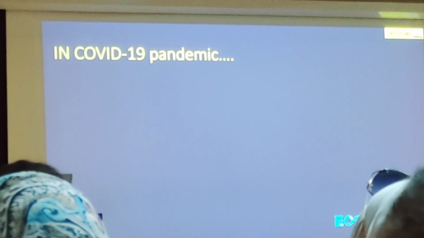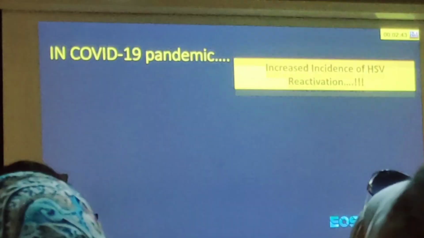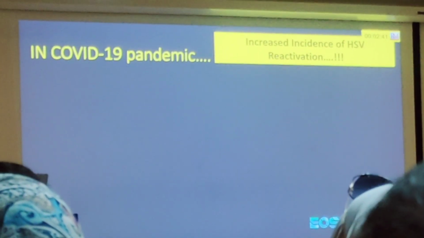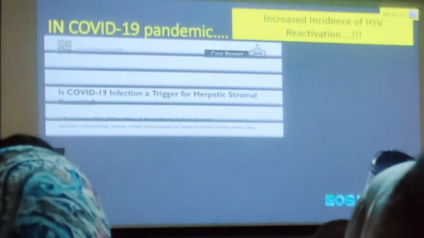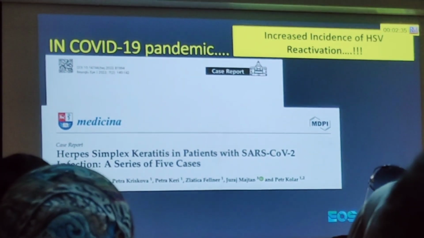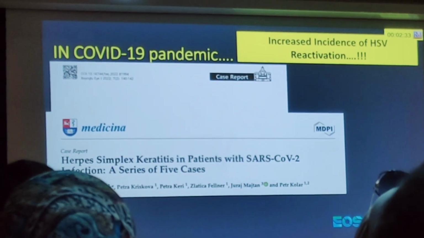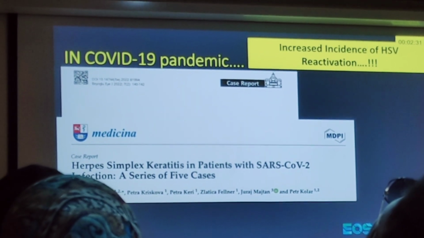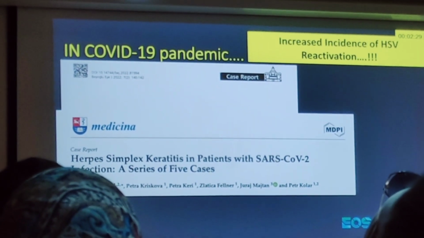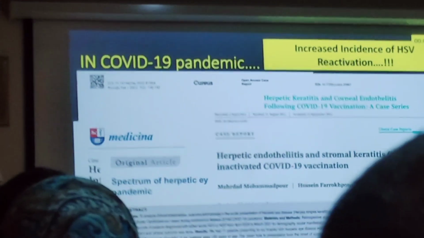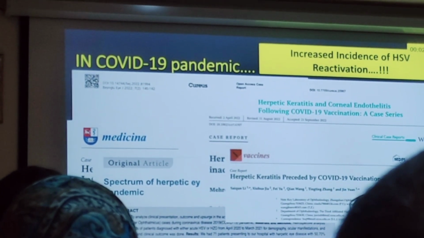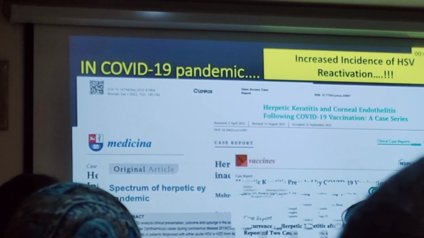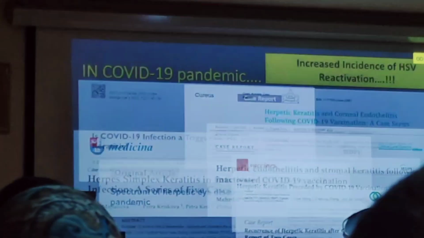In the COVID-19 pandemic, we have seen an increased incidence of herpes simplex virus reactivation, and it is related not only to the infection itself, but also to drugs used to treat patients with COVID-19, such as steroids and tocilizumab, as well as vaccination against COVID-19, after which herpes simplex keratitis and herpes simplex virus activation increased.